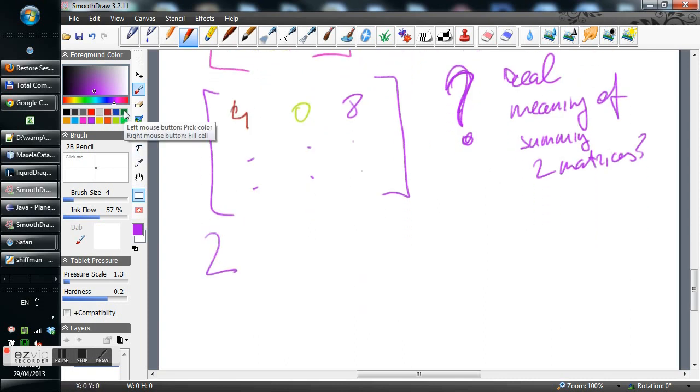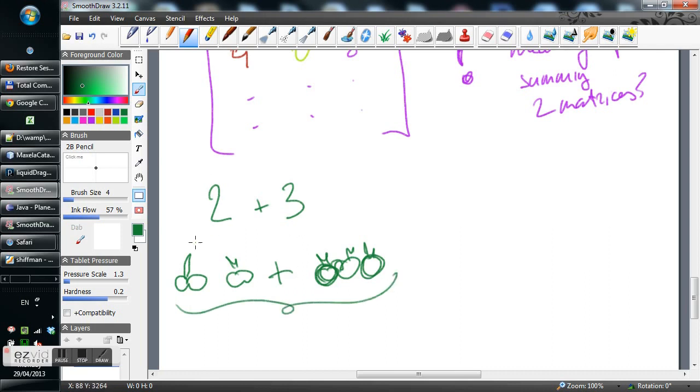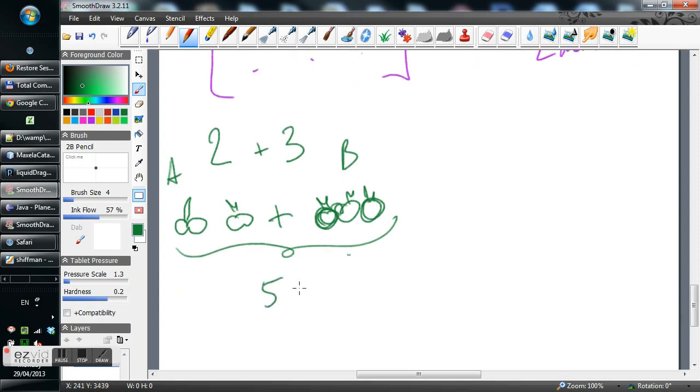Because we know if we have two numbers, just regular numbers, let's say we have number 2 plus number 3. So what do we know? Maybe somebody had two apples and somebody had another three apples. Okay, I'll draw them as circles to be faster. And when you sum up all of them together, it means Amy and Bobby have altogether 5 apples.